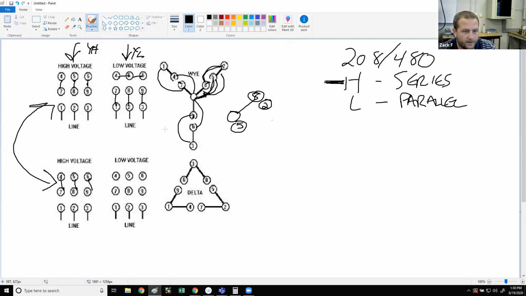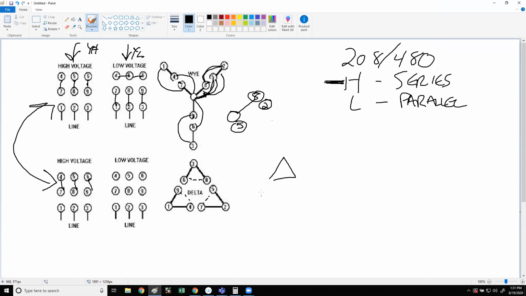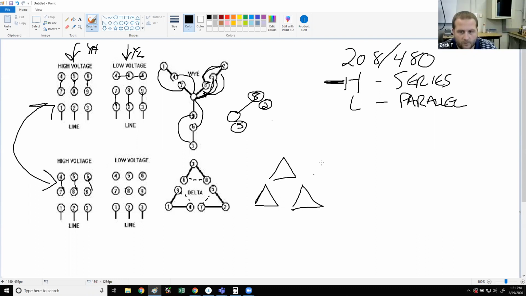All right, delta low. What I always tell people with delta low is picture this as 3 different triangles. If I put a dotted line there, dotted line there, dotted line there. You see the 3 different triangles? Like this, this, and this. We're paralleling them, so take those 3 triangles and stack them on top of each other. That's how I tell people to do it.